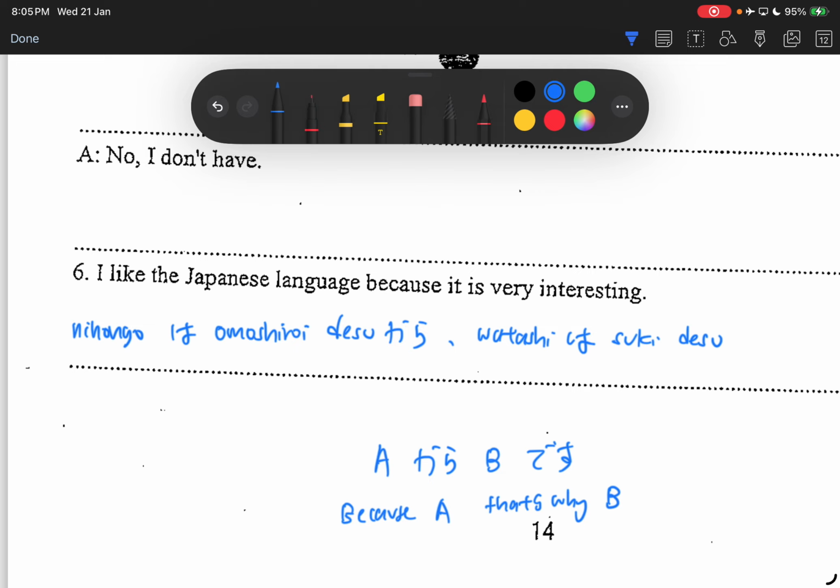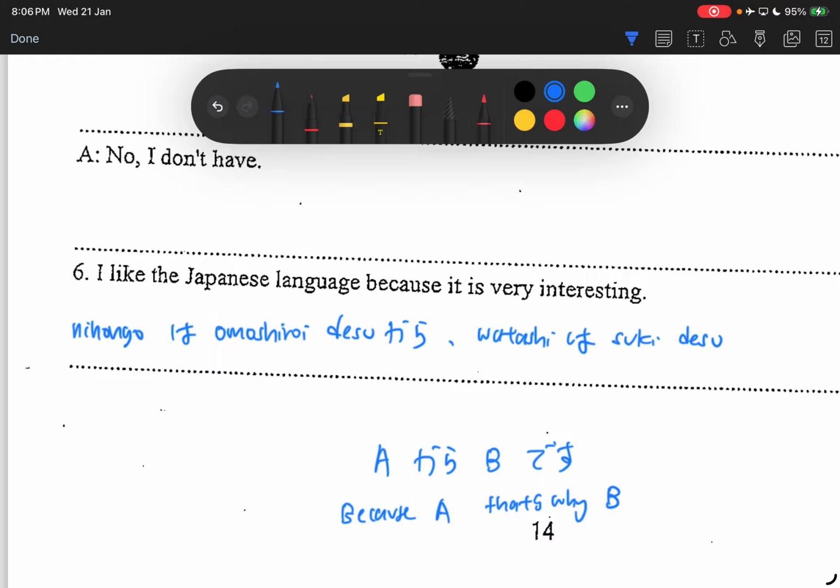Right? So that's why this kara doesn't really translate directly to because. It's more like that's why. That's why I tell you all the translation for kara is just that's why. It makes more sense if I tell you the meaning is that's why, because it's meant to be that's why in the middle. Right? So the sentence structure is flipped.